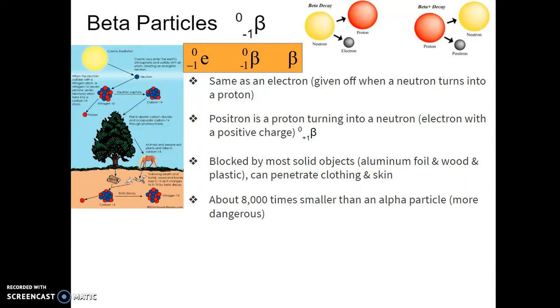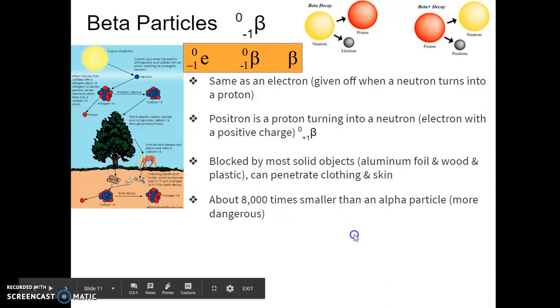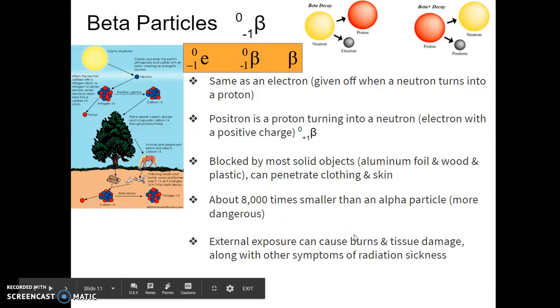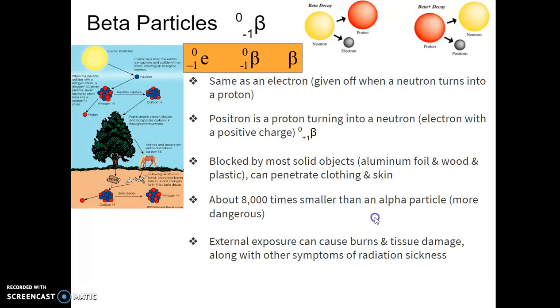It's about 8,000 times smaller than an alpha particle, so that's what makes it a little bit more dangerous. External exposure can cause burns and tissue damage, along with other symptoms of radiation sickness. But internal exposure definitely has more severe symptoms, and a classic example of beta radiation is carbon-14. It goes through beta radiation.